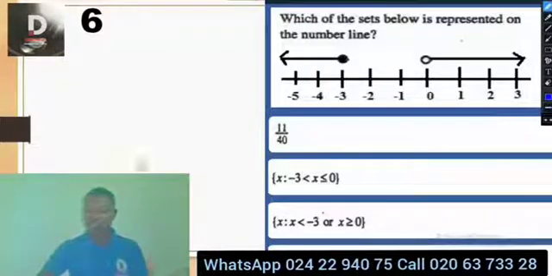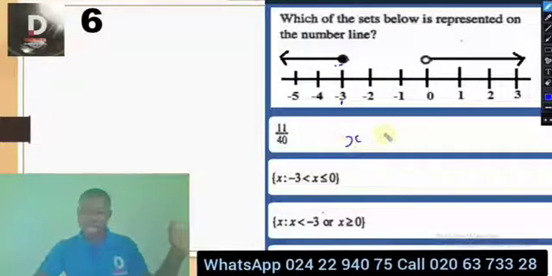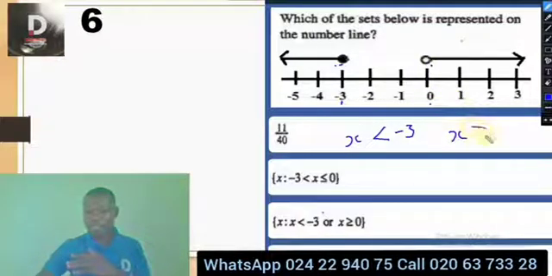So let's look at the first one. Looking at this, the number is what? -3. So the x values are, you see the left numbers are less, so less than -3. The second one, this one is 0. So the x values, on the right hand side, are greater than what? 0. Simple. So you just look for it. Now this one is shaded.